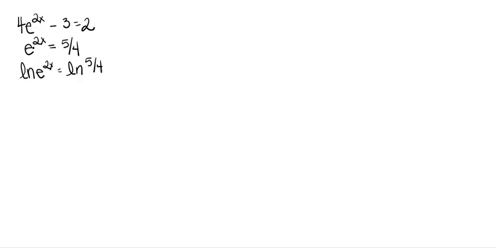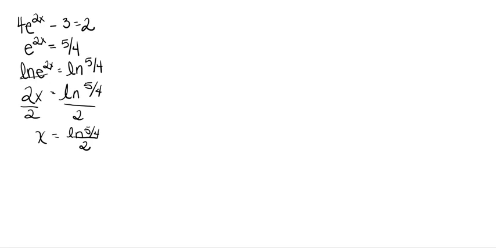By the inverse property of logarithms, we know that when we take log base e of e to an exponent, it's equivalent to that exponent. So essentially these cancel each other out, and we're left with 2x. 2 times x equals the natural log of 5/4. Now, I want x by itself, so I need to divide both sides by 2. This is not dividing 5/4 by 2. This is dividing the natural log of 5/4 by 2.